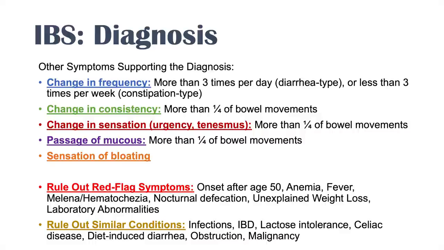These include infections, so it can be things like Entamoeba histolytica. We need to rule out inflammatory bowel disease, lactose intolerance, celiac disease, diet-induced diarrhea, obstruction, and malignancy. So these are conditions we need to rule out before we can make an official diagnosis of IBS. So I mentioned IBS subtypes. How do we make the diagnosis of different types of IBS?